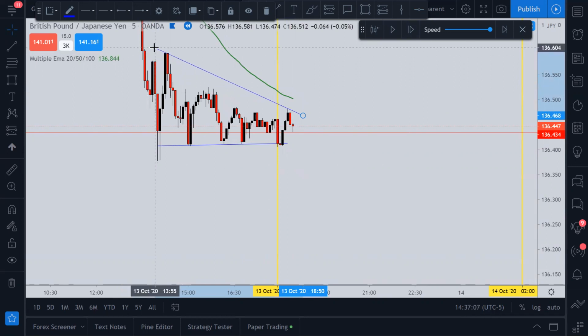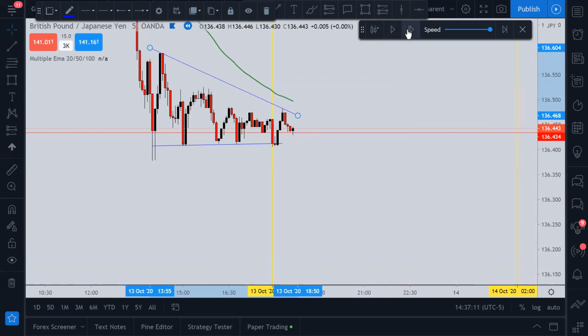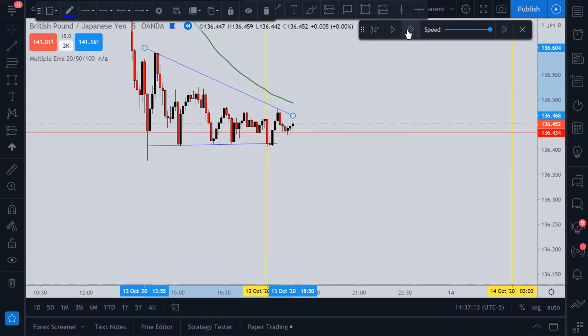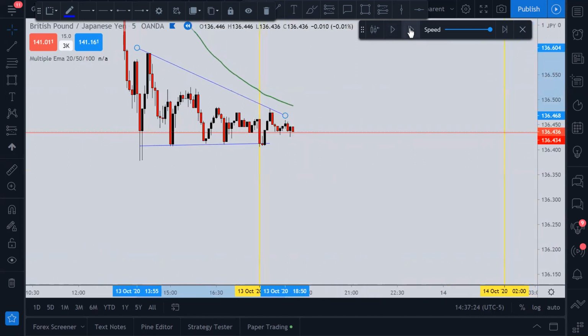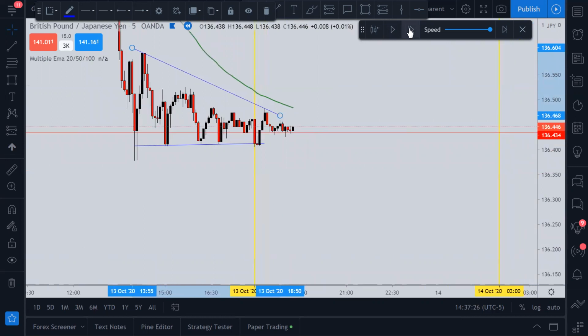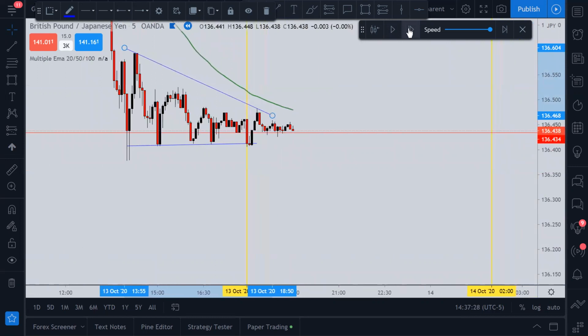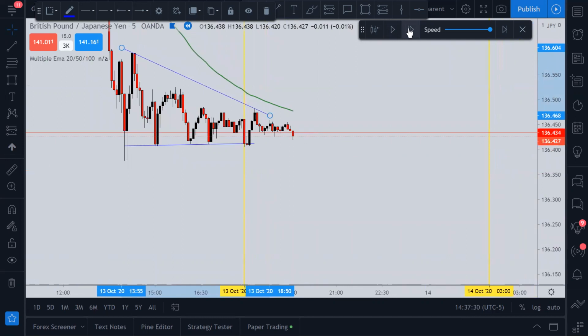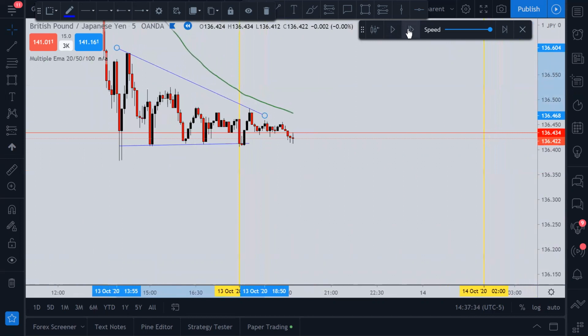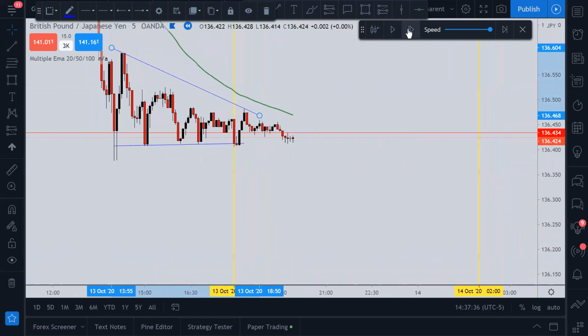So we got 2 points of contact there. All right. Look at that. See how we're respecting this line of resistance that I had marked down previously. That's interesting to note. I'm still respecting it. All right, we just got a break and a close below that little line. Got a retest of it.